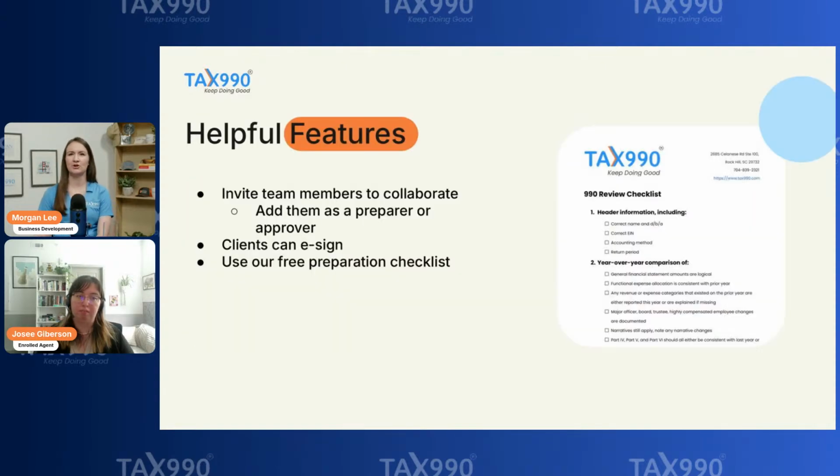When you're preparing a return in Tax 990, you can easily run the review process with your team. You can invite any number of team members to collaborate by adding them as either a preparer or an approver. Giving feedback on your return is important for both accuracy and your learning process. If you're using our software, a reviewer can leave a comment or they can suggest edits. You might want to make sure that this is for other team members to also look over your work or when they send it off for client review. Clients will be able to e-sign their return here as well.